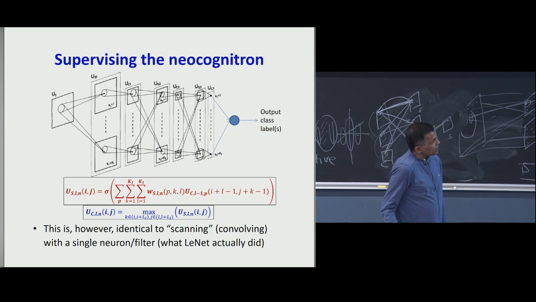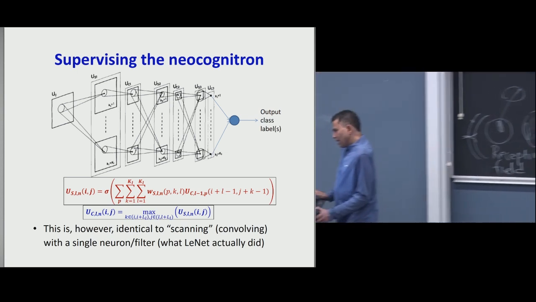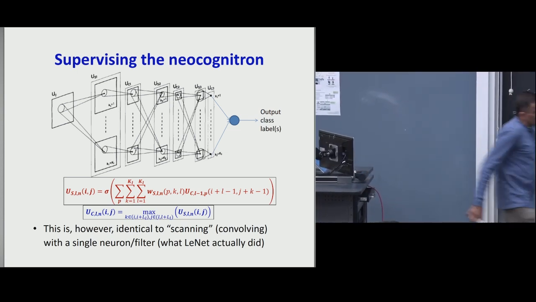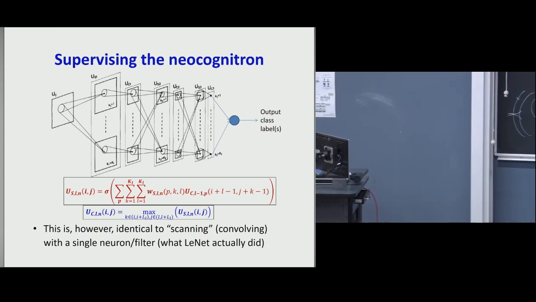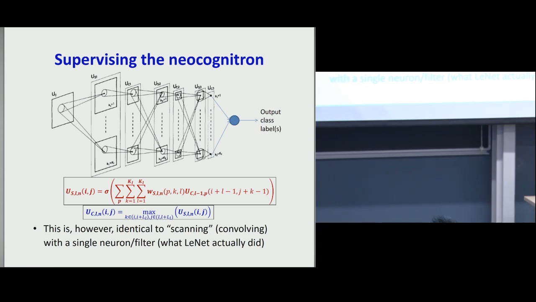The activation function sigma in the original work, he just used a sigmoid. And for the C plane, of course, all you're really doing is looking at a rectangular region and just picking up the maximum activation. No big deal, right?